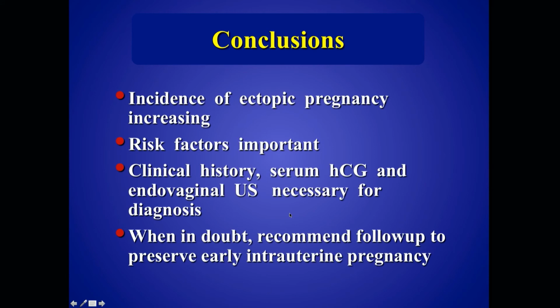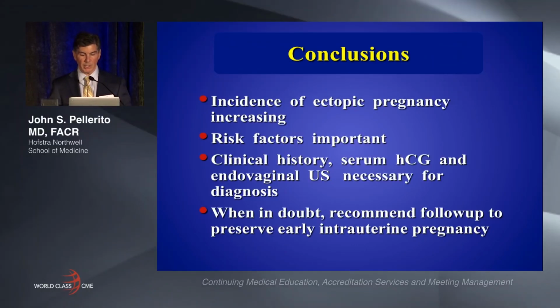So I'm going to conclude here. The incidence of ectopic pregnancy is increasing. It's always important to elicit risk factors from the patient because that can increase your suspicion that something's going on. Obviously, getting as much history as possible, knowing what the HCG information is when you do the vaginal scan, can be very helpful in your diagnosis. And when in doubt, just recommend a close interval follow-up so you make sure you preserve normal early intrauterine pregnancies. Thank you for your attention.